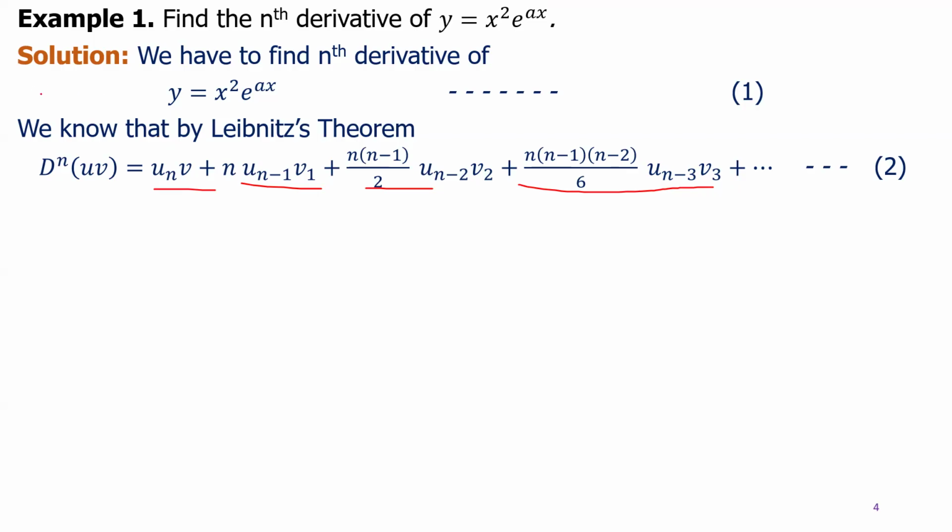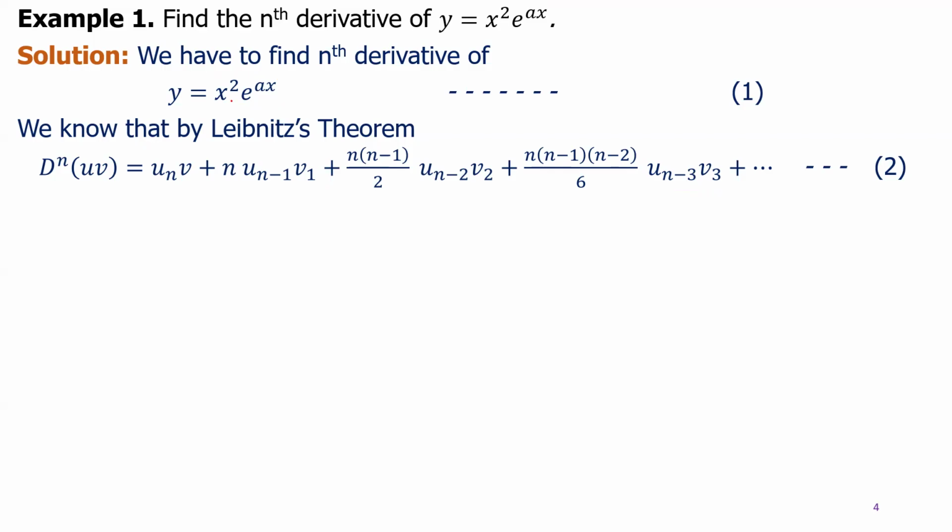Now here there is a product of two functions. x square is one function and e to the power ax is the second function. Now since it is the product of two functions, the question arises: which is u and which is v? This is a very important question. How to identify which one, x square or e to the power ax, is u and which one is v? Identifying this is very simple.